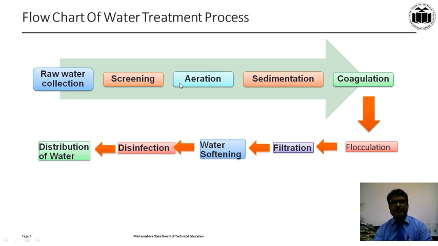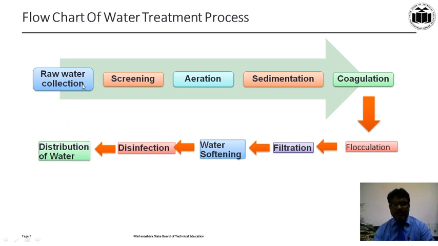The third process is aeration. Fourth process is sedimentation. Next process is coagulation. Next process is flocculation. Next process is filtration. The next process is water softening. The next process is disinfection. And the last process is distribution of water to the public. So this is the flow diagram of the water treatment process.